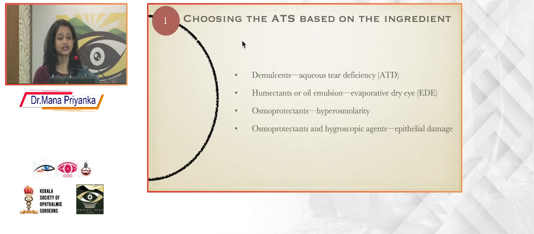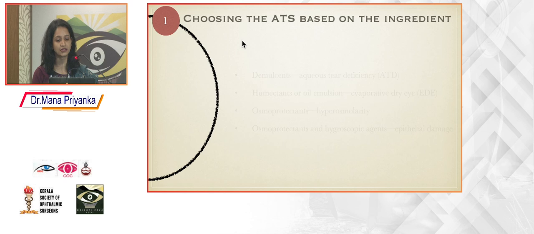So choosing the ATS based on the ingredient. In aqueous tear deficiency, the viscosity enhancing agents are used. Humectants or oil emulsions in the evaporative dry eye. Osmoprotectants when there is hyperosmolarity. Osmoprotectants and hygroscopic agents when there is an epithelial damage.